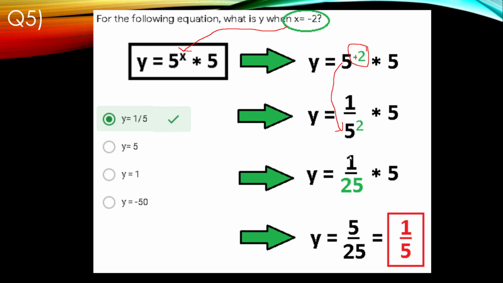Well, next step, 5 squared is 25, so we have 1/25 times 5. And remember, 5 is really just 5 over 1. 1 times 5 is 5. 25 times 1 is 25. 5 goes into 25 one time, with 5 left over. Right? This last step is just simplifying a fraction. Divide these both by 5. So again, this is probably the hardest question on here.